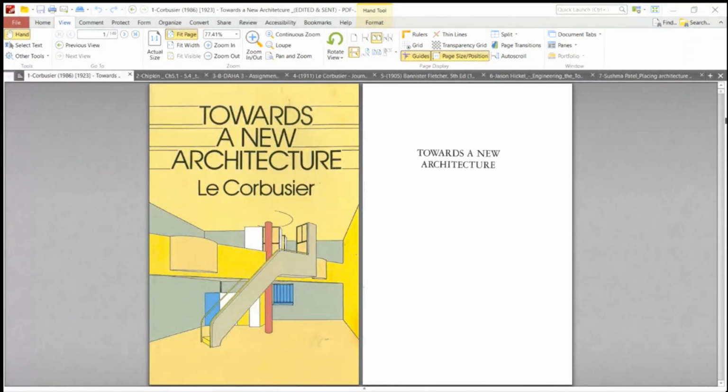It's originally written as a series of articles, and then it gets compiled into a book. And that book is called Towards a New Architecture. This is his kind of manifesto of what he thinks architecture should be in the 20th century and into the future. So this is his work, written in French and translated later into English. It's very important to see what people actually say than just to hear what others say of them.